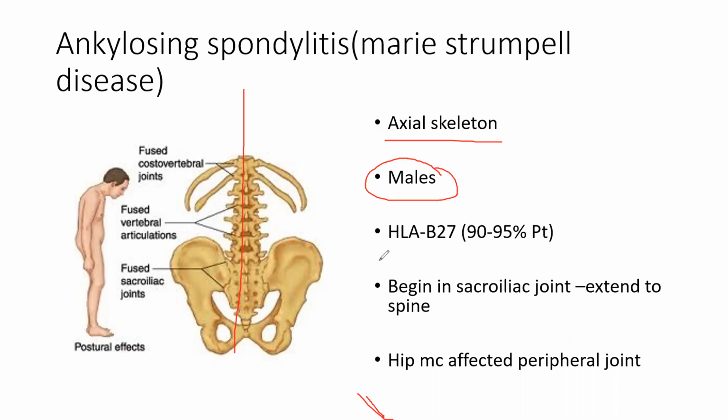Okay. HLA-B27. Like in rheumatoid arthritis you have RF factor, in ankylosing spondylitis this is the important factor. It is called HLA-B27, human leukocyte antigen B27. You have to remember this, there is no concept behind it. HLA-B27 is found in 90% of ankylosing spondylitis patients. Okay, where does it start?